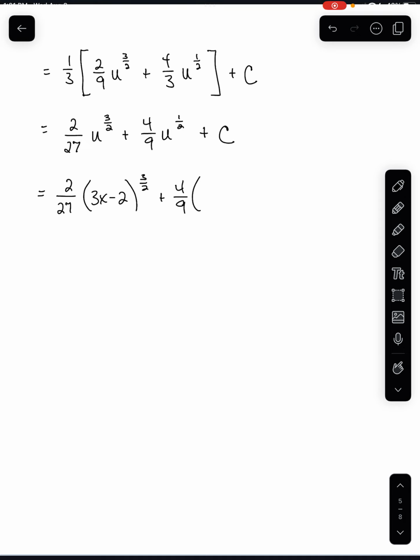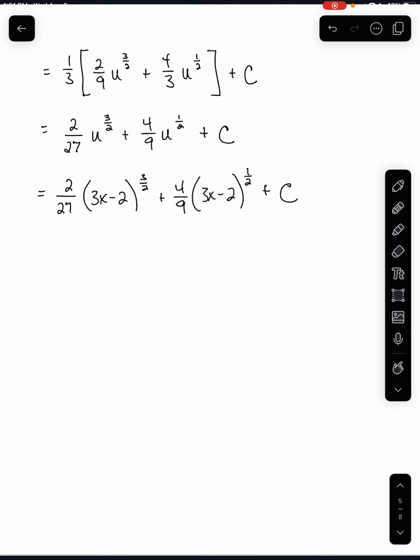Now, this is ugly. It certainly doesn't look like what we might have expected, given the original problem. The original integrand, remember, was x over the square root of 3x minus 2. I think you'll agree this certainly doesn't look anything like that. It doesn't even look like a fraction.